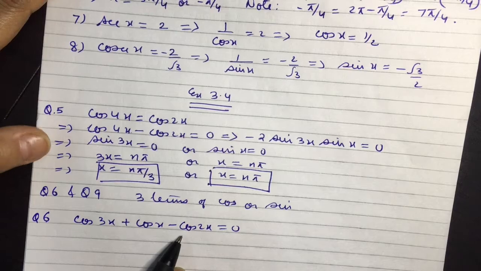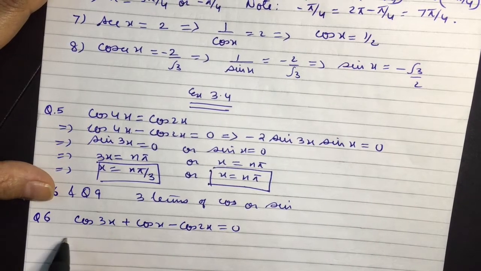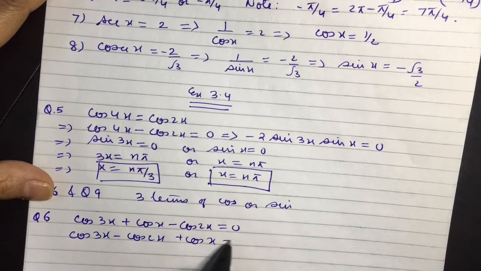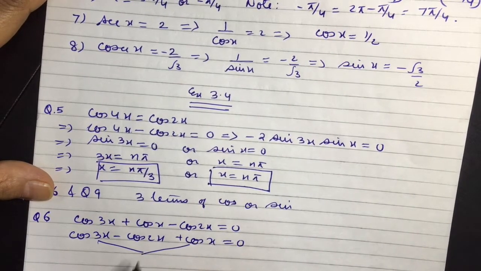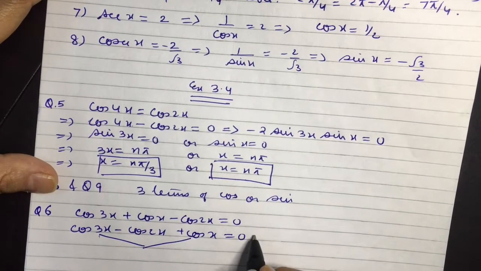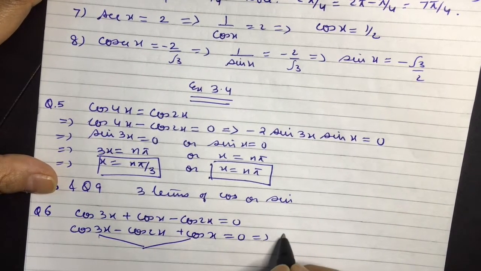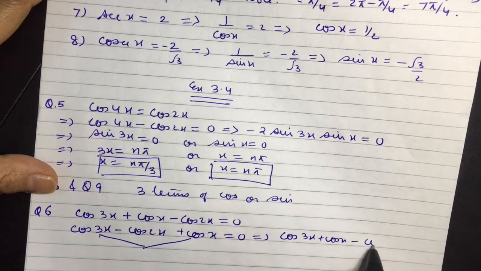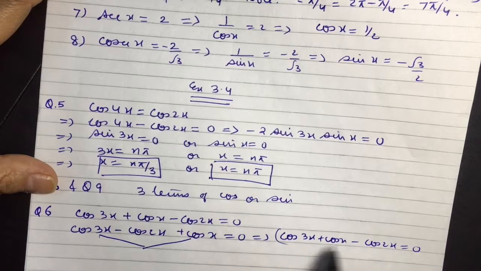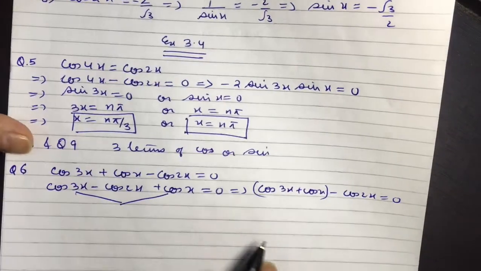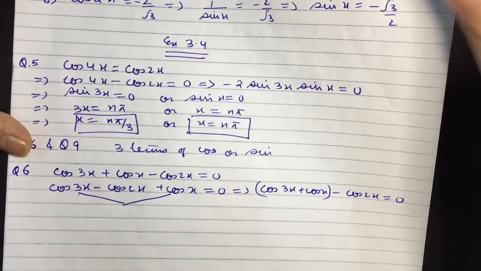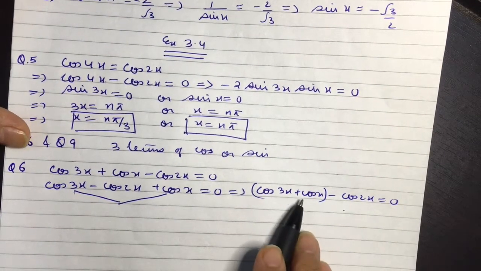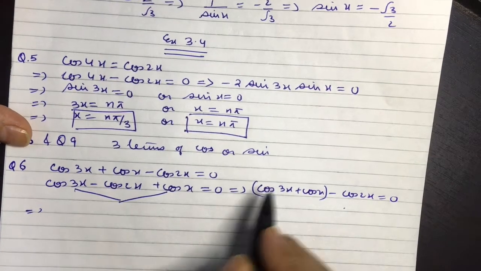So, first thing which we have to do is arrange them in the descending order. So, cos 3x minus cos 2x plus cos x equal to 0. We combine the extremes and so we get cos 3x plus cos x minus cos 2x equal to 0. As you can see in the question, they had already given us in this form only. So either it's given, otherwise we write it in this form. Okay, now you combine these two. So what do we get?